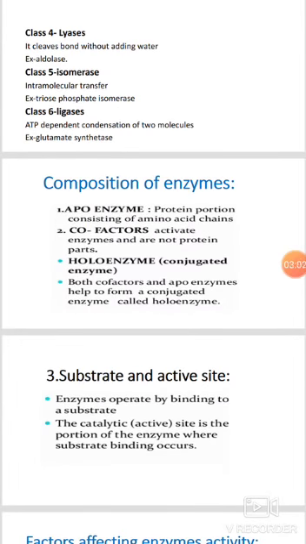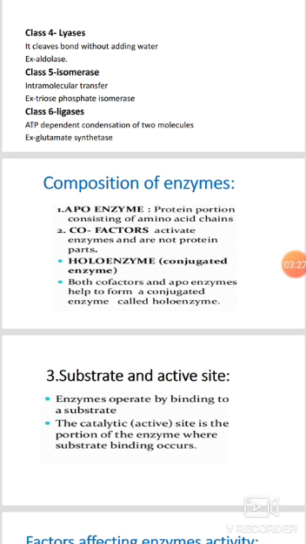Enzymes consist of apoenzymes. Apoenzyme is a protein portion consisting of an amino acid chain. Second, cofactors, which activate the enzymes and are not the protein part. And the holoenzyme, which is a conjugated enzyme. Both cofactors and apoenzymes together form a conjugated enzyme called a holoenzyme.